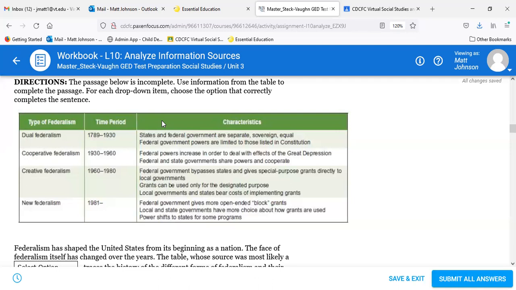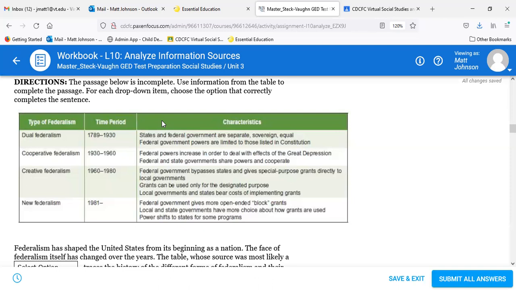And we talked about this with the drinking age. So this is how this goes along with that. One way the federal government can influence state governments to do things is by withholding federal money. So that's what it's talking about here, is like if you want a grant for something specific, then you have to kind of go with what the federal government wants. So that's creative federalism there. And then new federalism, which started in the Reagan years, 1981, federal government gives more open-ended block grants.